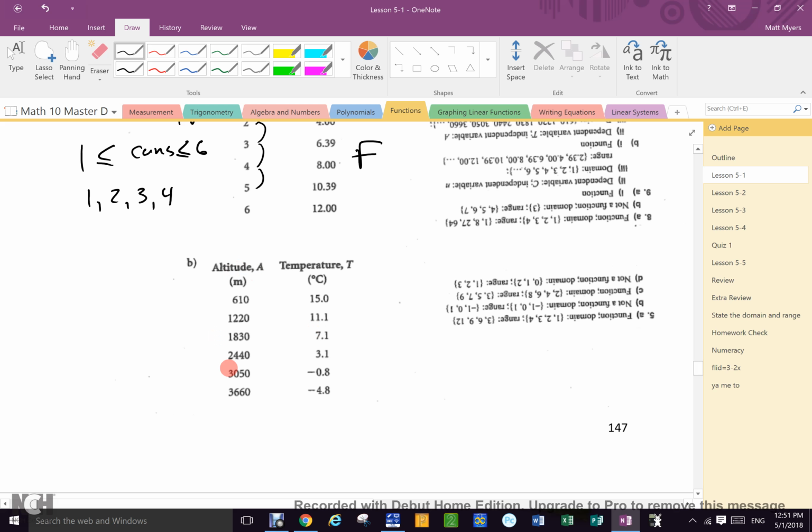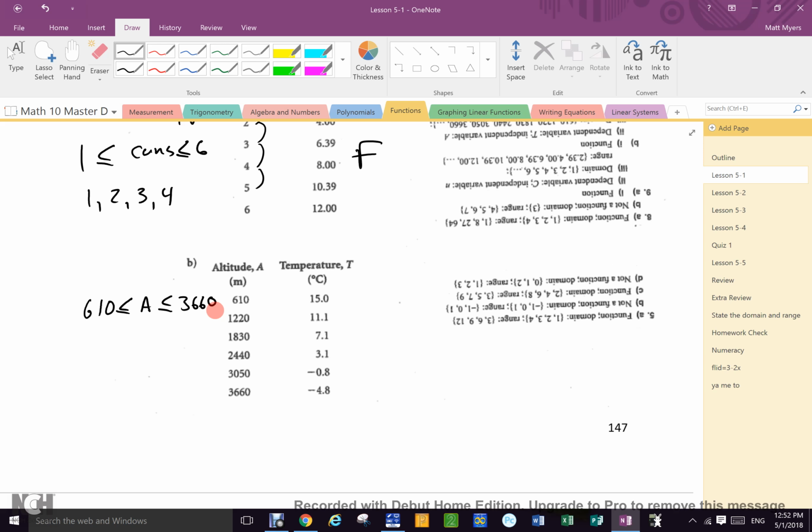So now this is trickier. What's my range here? Or my domain, I mean. 6, 10, 12, 20, this is it, right? Could I write it this way? Altitude, 36, 60. Yeah. Why? Because it ranges from anywhere from 610 to whatever it is.